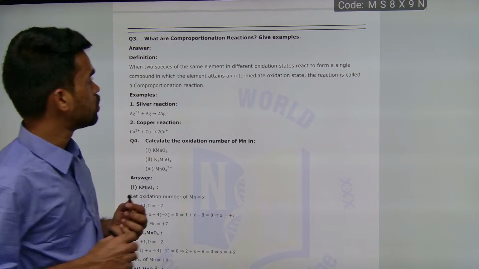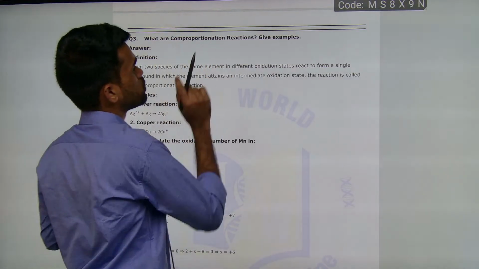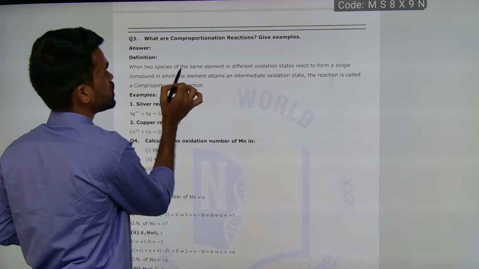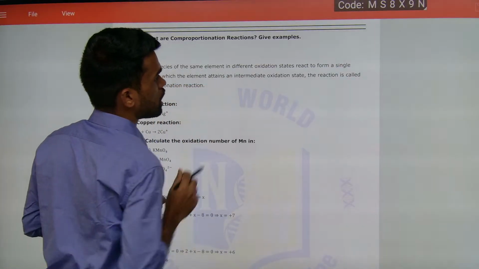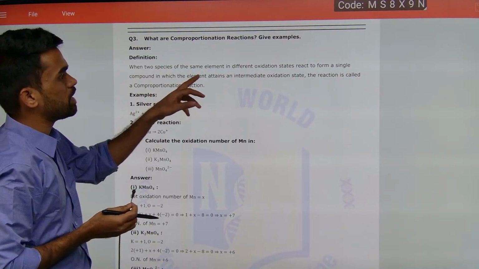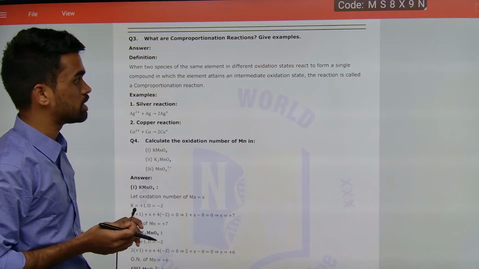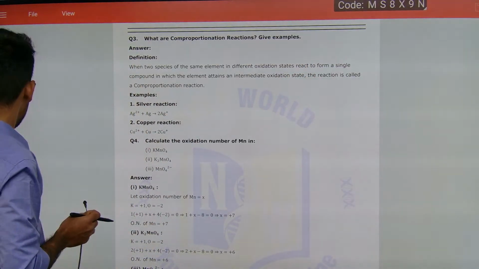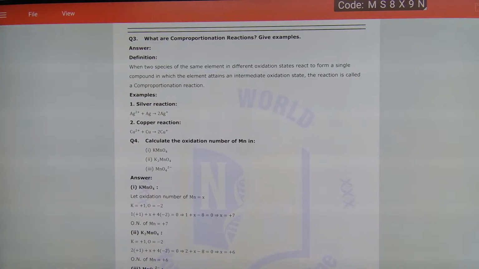So see here, what is a comproportionation reaction? Give examples. See what they are saying: when two species of the same element in different oxidation states react to form a compound in which the element attains an intermediate oxidation state, then the reaction is called a comproportionation reaction. Let me show you once.